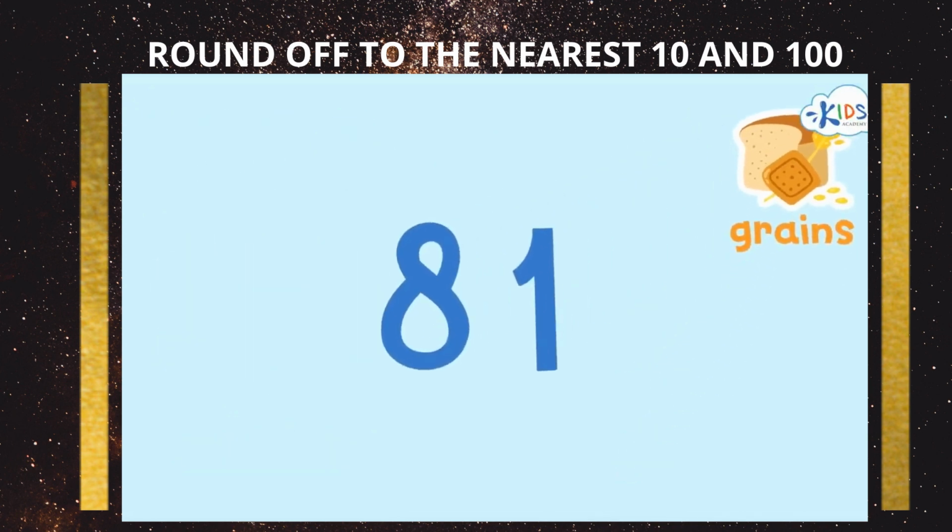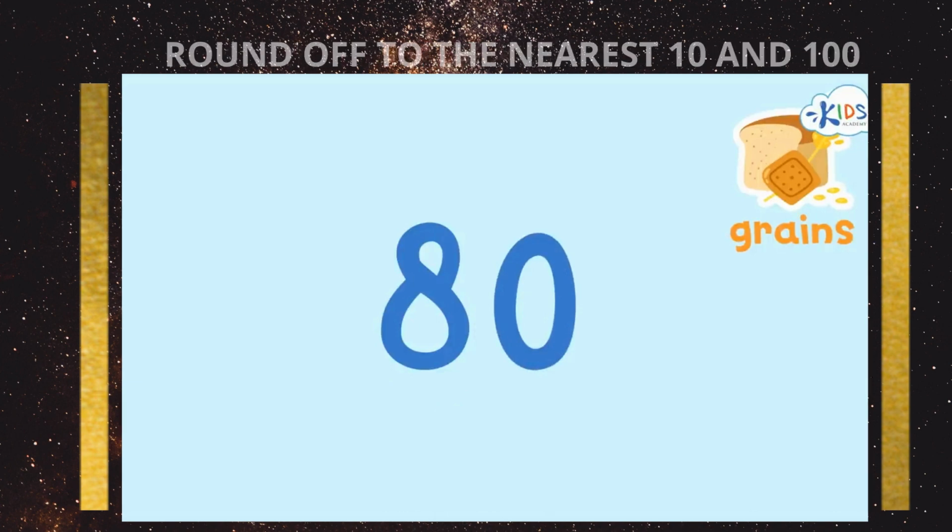The amount of grains one kid from the class eats a day is 81 grams. I see a 1 in the ones place. I know if it's 4 or lower, we have to round down. The 8 in the tens place is underlined, so we have to round the 8 tens down to 80. So each kid eats about 80 grams of grains a day.